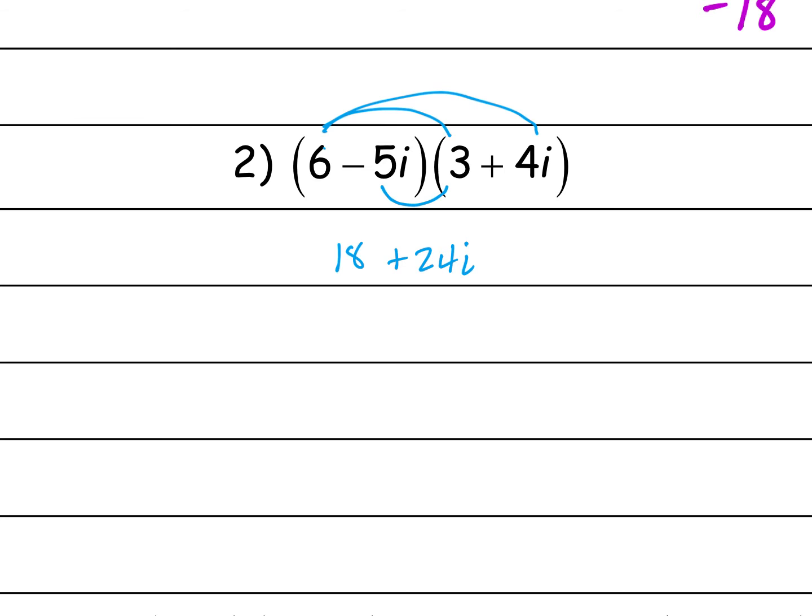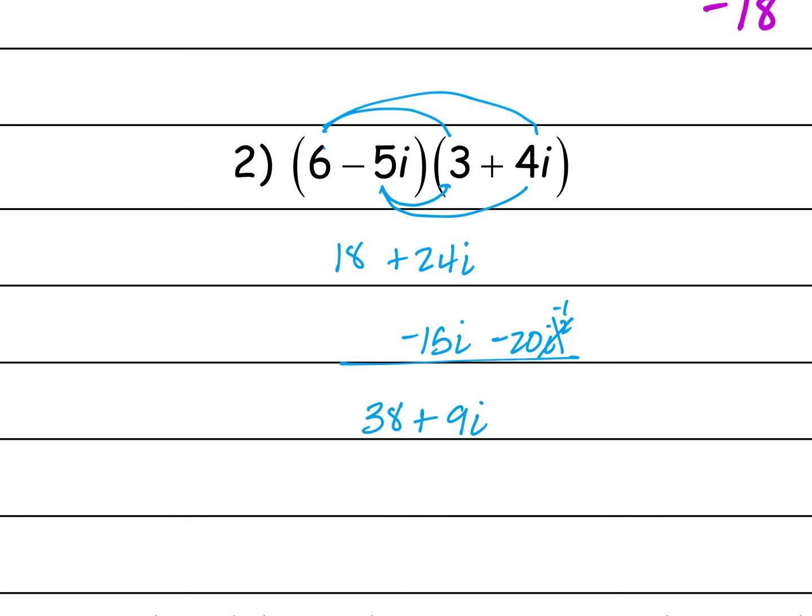And then negative 5 times 3 is negative 15i. And negative 5i times 4i is negative 20i squared, right? But that i squared is negative 1. So that's 20 plus 18 is 38, and plus 9i, I think that's what it is. 38 plus 9i.